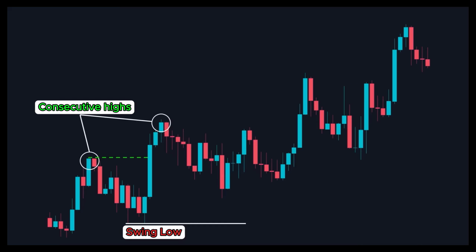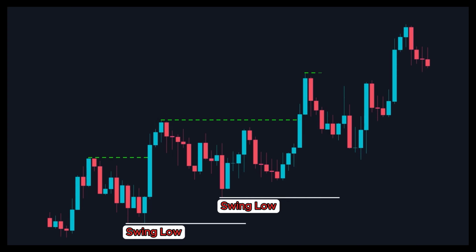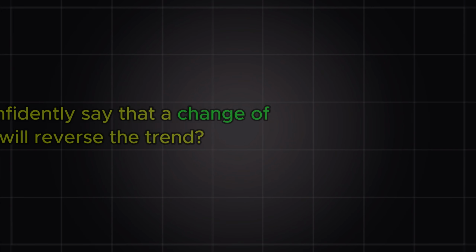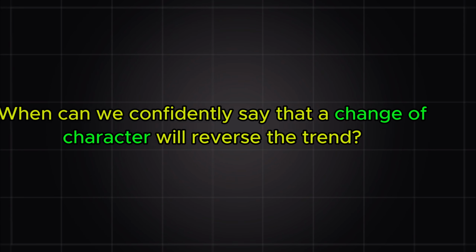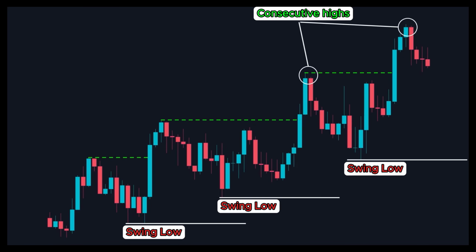And for a valid change of character, we need to see a candle break and close below this level. Here we have another break of the structure caused by this move, so once again the lowest point of two consecutive highs is identified as the swing low. Another two consecutive highs and a swing low we have. Keep in mind that the same concept applies to the bearish scenario. Now here comes a question. When can we confidently say that a change of character will reverse the trend? To answer this question, you need to understand the factual nature of the market.